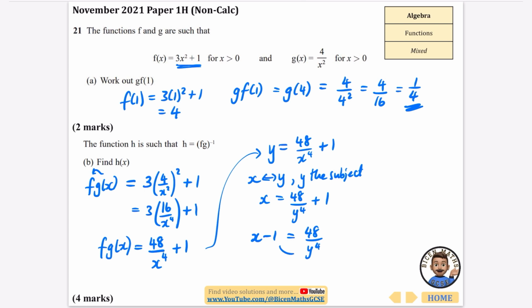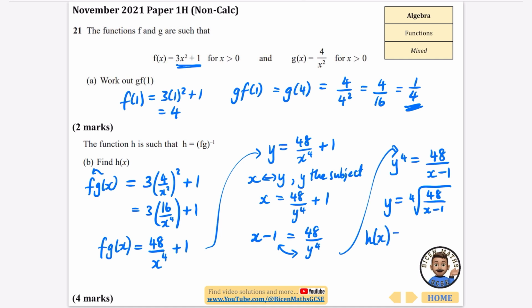Now I can take reciprocals of both sides, which is basically these two things swapping places. So if I then come up here one final time, I'm going to get that y to the power of 4 is equal to 48 over x minus 1. So I could have taken the reciprocal, or I can see that these two things are just switching places. The y to the 4 comes up, and the x minus 1 goes down. And then my last thing is to do the 4th root of that, which is kind of unusual. You wouldn't really expect to see something quite like this in GCSE. So just to finish off the question, h of x is the 4th root of 48 over x minus 1.